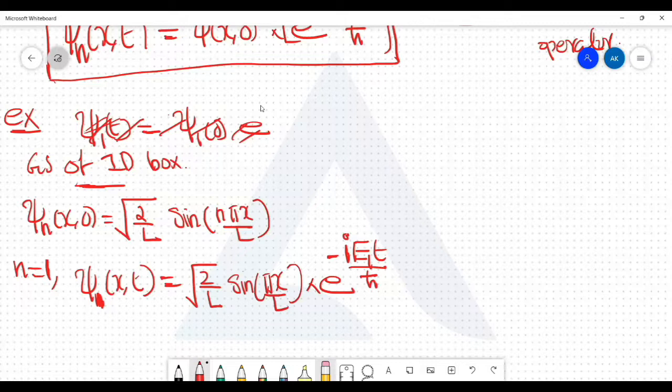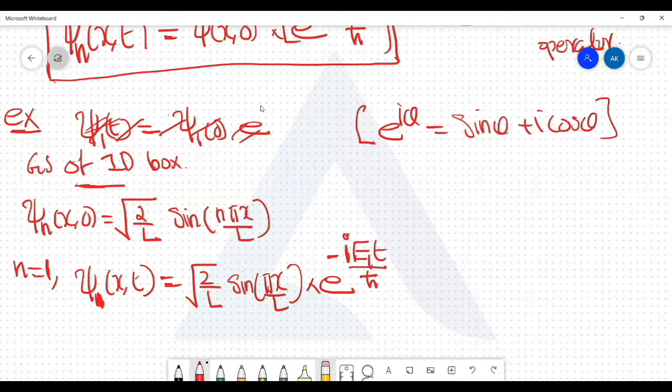Sometimes this formula is very useful: e raised to i theta, which is, you know, cos theta plus i sin theta. So this is very useful sometimes, so keep track of this.